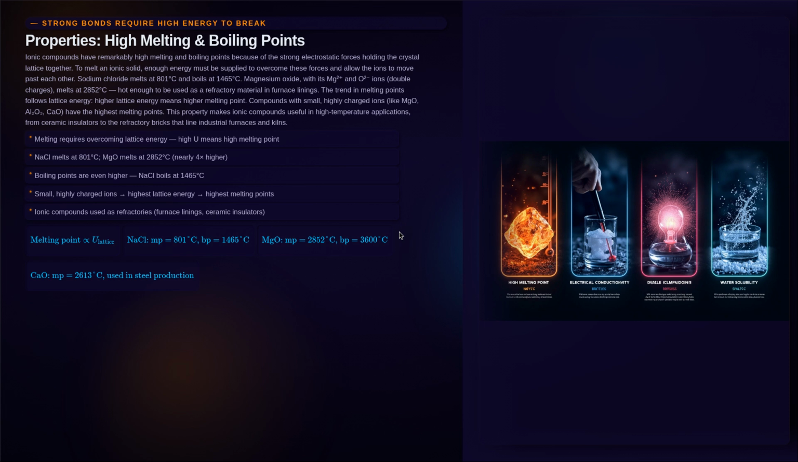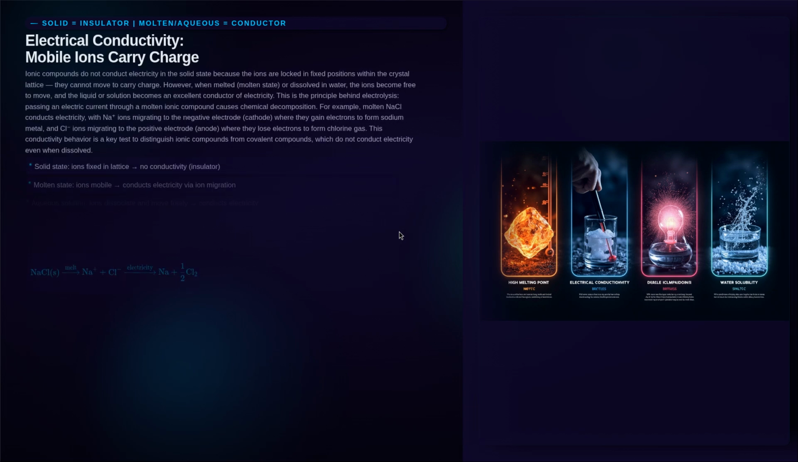The trend in melting points follows lattice energy. Higher lattice energy means higher melting point. Compounds with small, highly charged ions have the highest melting points. This property makes ionic compounds useful in high-temperature applications, from ceramic insulators to industrial furnace linings.